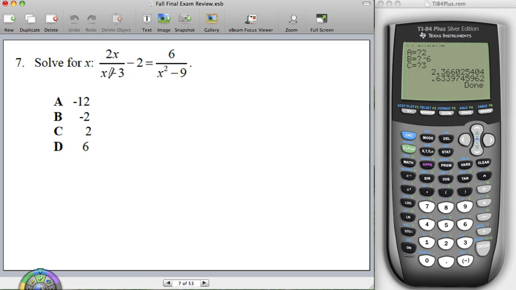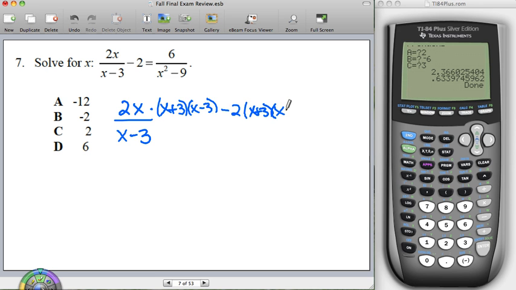For number 7, you want to get rid of your fractions. So my common denominator with all of this is x squared minus 9. So I'm going to go ahead and multiply everything by x squared minus 9. So I have 2x over x minus 3 times x squared minus 9, which I'm going to write in factored form, (x plus 3)(x minus 3), minus 2 times (x plus 3)(x minus 3) equals 6 over x squared minus 9 times (x plus 3)(x minus 3), running out of space.